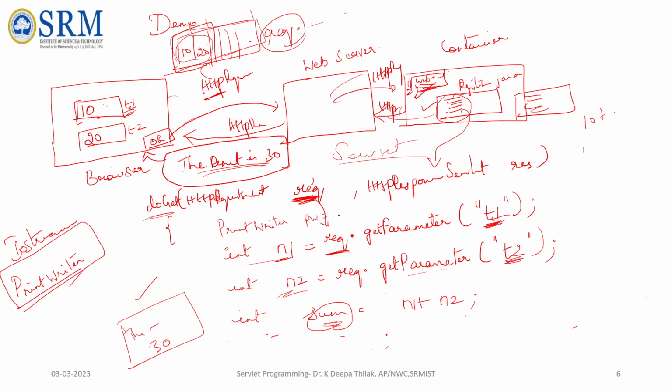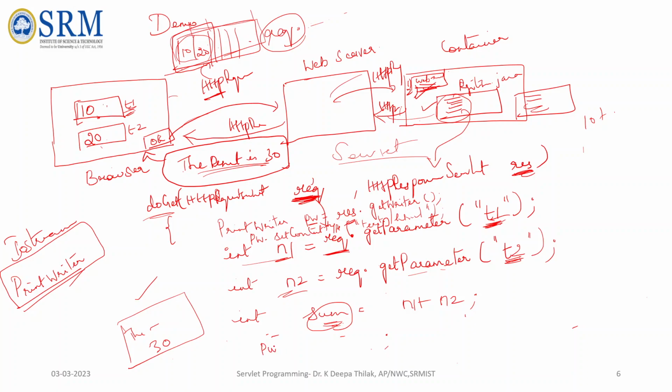pw equal to response.getWriter(), because it is to be used for the response object. I am getting the writer and setting it now. Now what I will do is decide what type of content I am going to hold. For that I can write setContentType, and I can put text/html. If it is XML, you can put XML like that. This sets what type of content I am going to send.